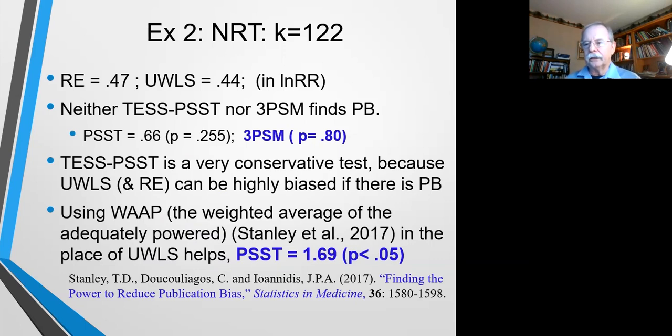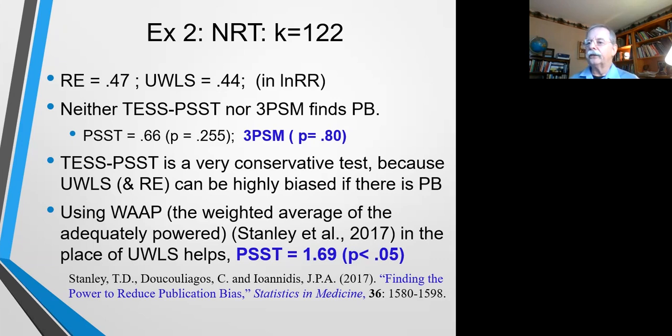Oh, I shouldn't say that. These effects are in the logarithm of risk ratios, not standardized mean differences, excuse me. The unrestricted weighted least squares is just slightly less. When there's a lot of publication bias, that's what happens. Unrestricted weighted least squares is always better, but not necessarily a lot better. Unfortunately, in this case, our methods and also 3PSM do not find evidence of publication bias. They both have larger p-values.